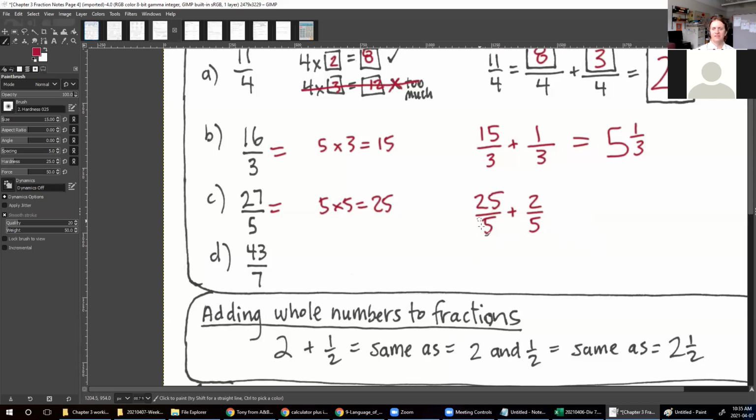Here we go, 25 divided by 5, and you can do this in the calculators. You type in 25 divided by 5 just to make sure it is 5, which it is. Cool. And it's because 5 times 5 is 25. And we still have 2/5 left over, so let's just leave those there.